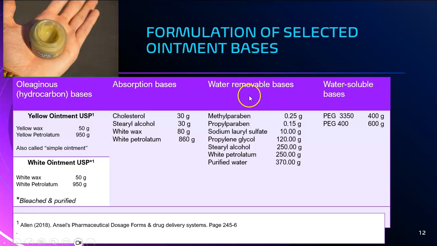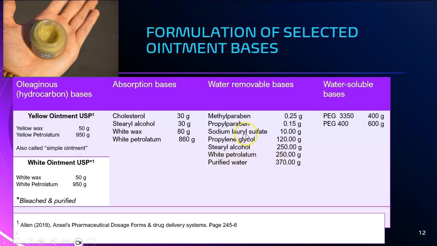Now, over here, we have water removable base. Water removable is easily washed from the skin because it has, look at this, sodium lauryl sulfate. It's a surfactant that's used in a lot of detergent. And so for this one, you have two preservatives, methyl and propyl paraben. You do have your humectant here, propylene glycol. Stearyl alcohol helps to stiffen and add body to your ointment. You have the white petrolatum, which is your emollient. And you have purified water, which is a part of the aqueous phase in making this preparation.